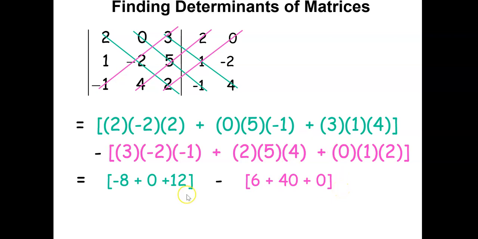Now keep in mind, after this I will simplify the interior part, which will give me positive 4, and this will give me negative 46: 4 minus 6 minus 40. As I mentioned, when you do this, it will be negative 46. Then your answer is 4 minus 46, which is negative 42. So that is your answer for this problem. This is how we solve determinants of order 3.